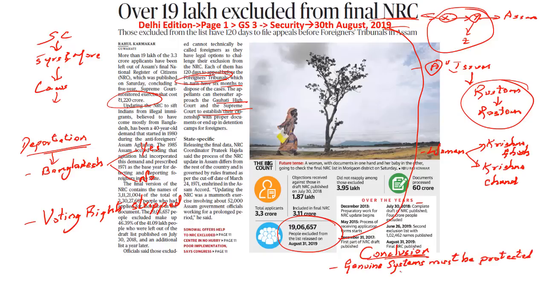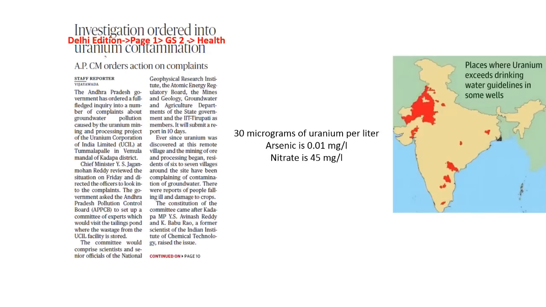Now let's look into the next article. This article here is speaking about uranium contamination. The Uranium Corporation of India Limited was established in the year 1967 by the central government. This is nothing but a centrally owned public sector unit. So what is the objective of this particular organization? This will help in uranium mining as well as processing of uranium, and this comes under the administrative control of the Department of Atomic Energy.